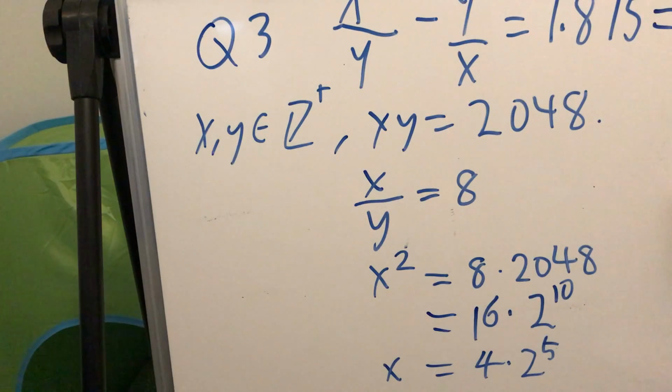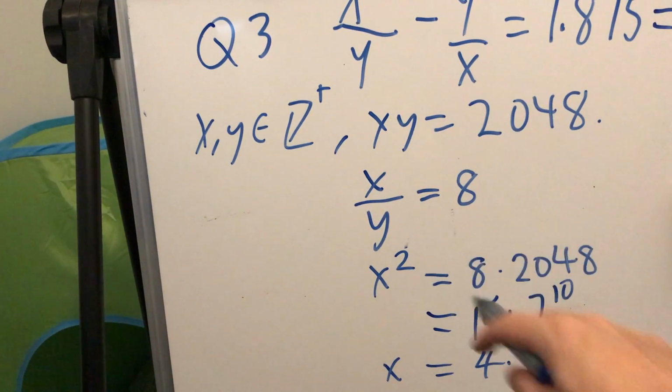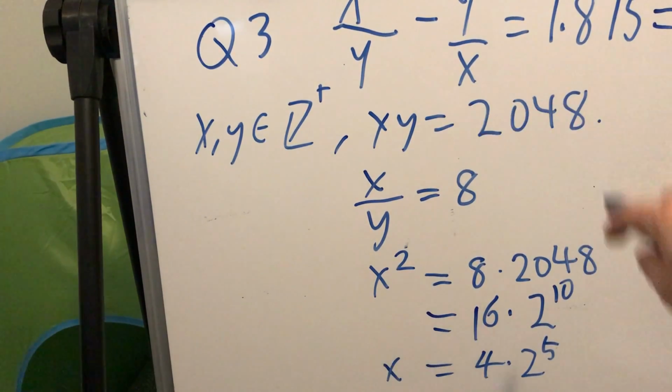You could certainly try, you could certainly sub this in to find y, and then see that x times y is 2048, and the thing is satisfied. Okay, so that little bit of inspiration really gets you to the answer. You know, if the check is quick, it's fine.